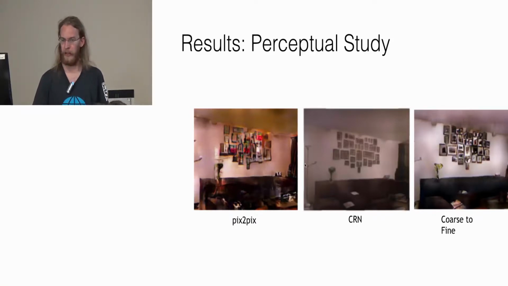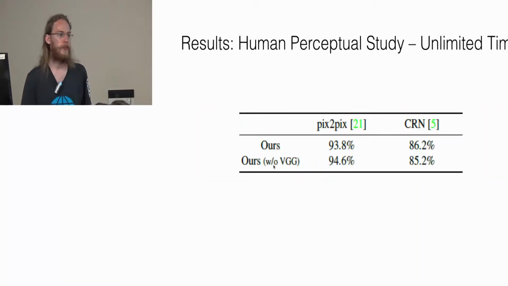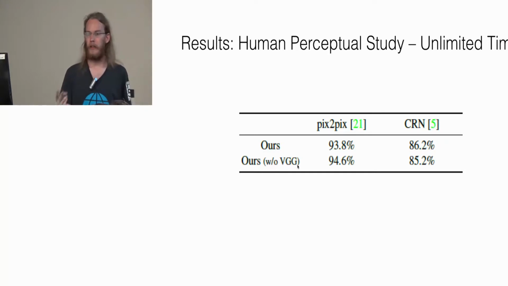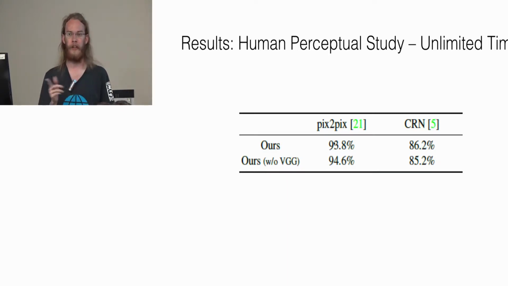And as I said, this was performed in two variants. The unlimited time version was the first variant. In this one, workers were shown two synthesized images, either synthesized by this method, by pix-to-pix, or by CRN. They were asked which one looked more realistic, given an unlimited amount of time to scrutinize every imperfection in the image. The goal being to see which image held up to close scrutiny best, which had the fewest imperfections. And this matrix shows the results.